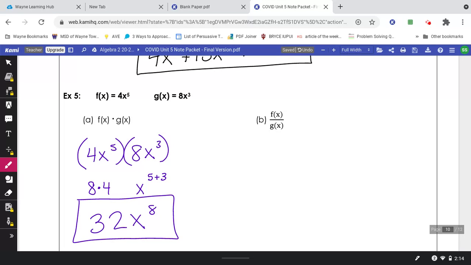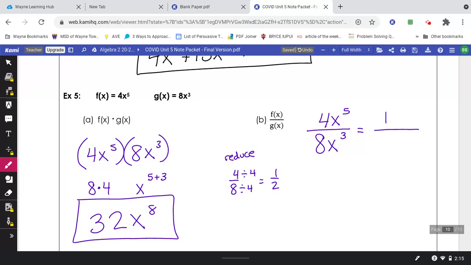For part B, I'm going to write the f of x on top, 4x to the 5th, the g of x in the denominator, 8x to the 3rd. And then I want to think about the 4/8 as a fraction. So 4/8 as a fraction can be reduced. If I divide each of those by 4, I get 1/2. So I'll write my answer as 1/2.